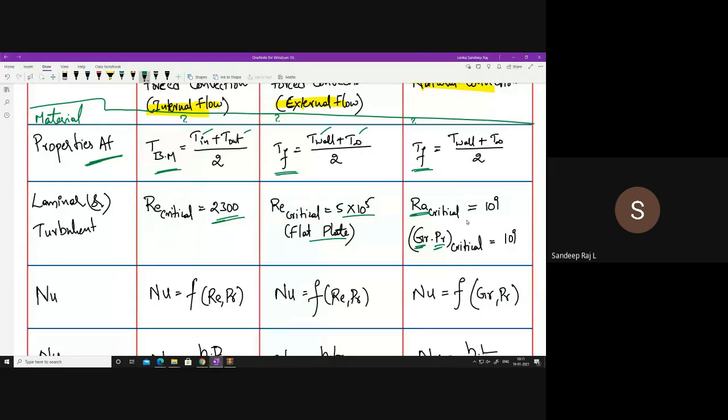So in case of natural convection, Rayleigh number has to be calculated, that is the product of Grashof into Prandtl has to be calculated, and we have to check for 10 to the power of 9. If it is falling below 10 to the power of 9, that is the case for laminar. If it is greater than 10 to the power of 9, that is the case for turbulent in case of natural convection.